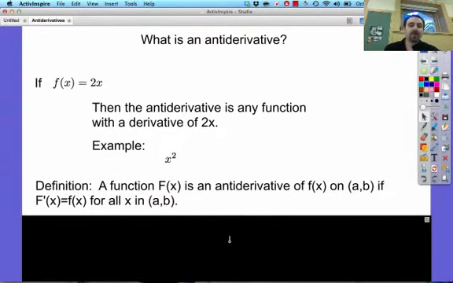A function capital F of x, and we often use capital F of x, although it's not 100% standard. A function capital F of x is an antiderivative of little f of x on some interval if the derivative of capital F of x is little f of x for all x. Okay, it's exactly what you would think. A derivative is taking a derivative, antiderivative is going back to what it came from. That's all an antiderivative is.